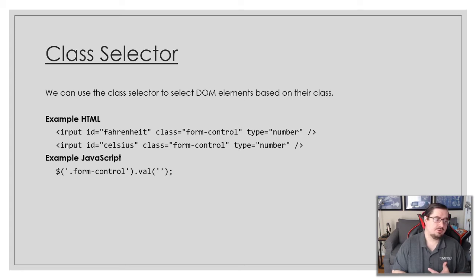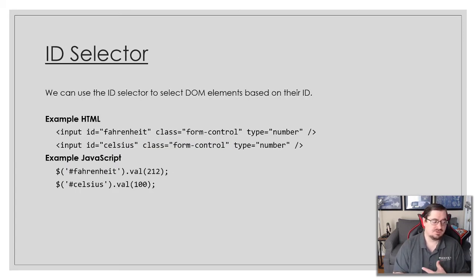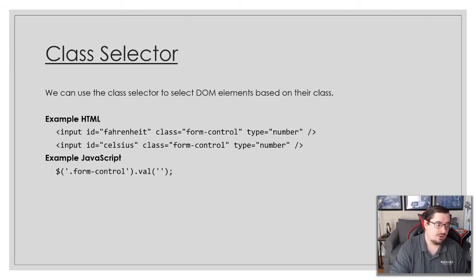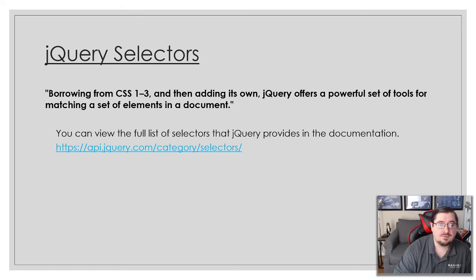Next, I can also use the class selector. So in this case, maybe I want to say all of the elements in the form, I want to clear them out. So here I'm saying, well, select everything that has the class form control and set its value to empty string. So that's going to mean that both of these fields become blank. So an ID selector you can use to select a single element. A class selector you can use to select a group of elements with the same class.